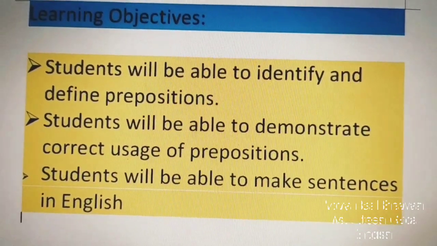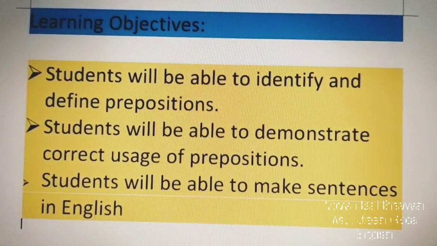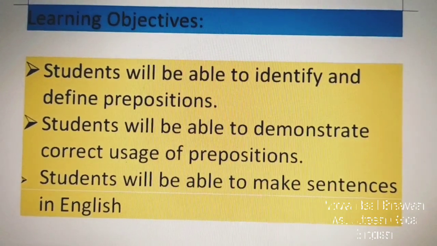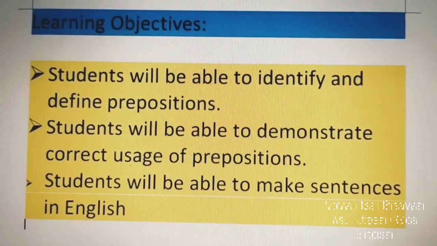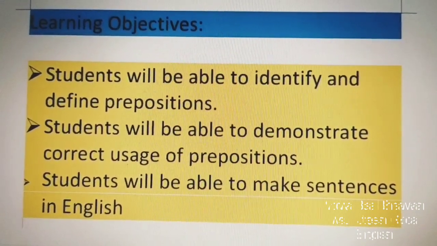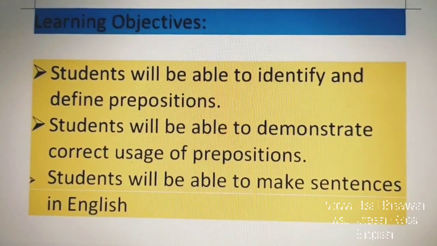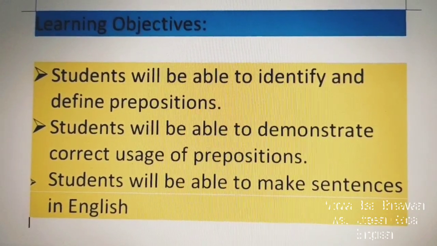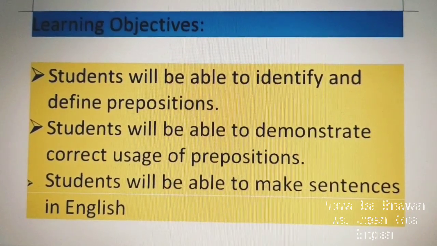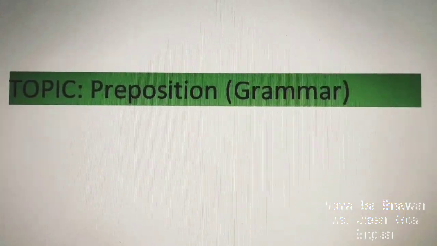So you will be able to identify and define prepositions. Being a student, you will be able to underline and find them. You will be able to demonstrate correct usage of prepositions, because when the basics are clear, you will easily be able to use prepositions in the appropriate or correct manner. Thirdly, you will be able to make sentences in English. So that is the learning objective of today's topic, prepositions.